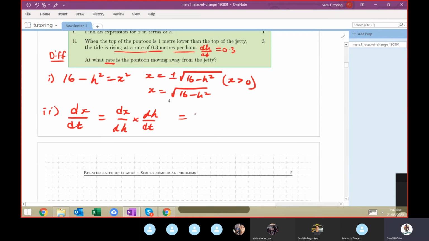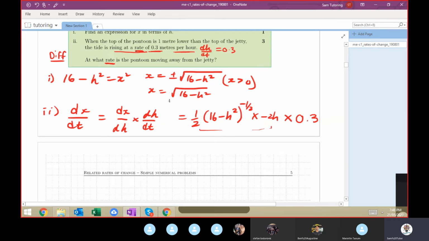You bring the half down. 16 take away h squared, power of negative half, times by negative 2h, that's your chain rule, times dh on dt, which is 0.3. Do you guys get what I've just done there? dx on dh, which is the derivative of this with respect to h. There it is. That's dx on dh, times dh on dt, which is 0.3.